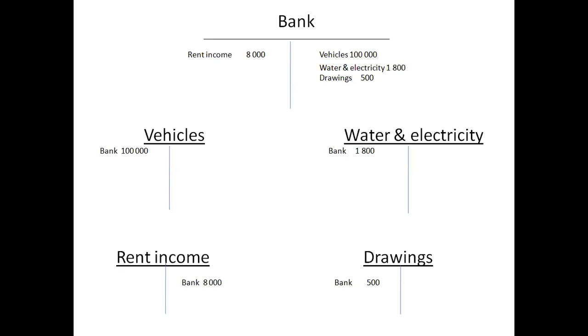Now look at this one. Double entry principle in accounting is saying for every credit, and we have credited rent income, there must be a debit. And now on the debit side of bank, there's the entry with the friend's name, rent income, and the amount, 8,000 Rand. Right?